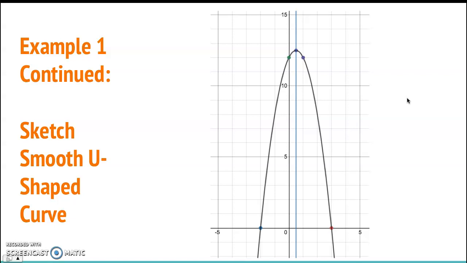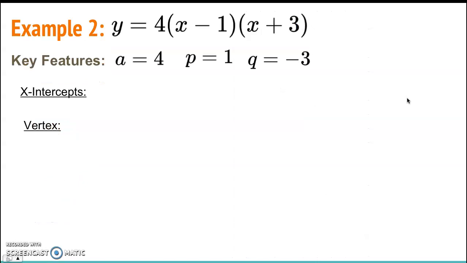All right, let's go through one more example together on intercept form. So let's repeat this same process. We have y equals 4 times (x minus 1) times (x plus 3). So a is equal to 4, which means our parabola is going to open up. Since the absolute value of a is greater than 1, that means we are going to be narrower than our parent function.